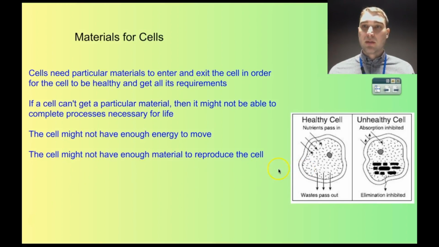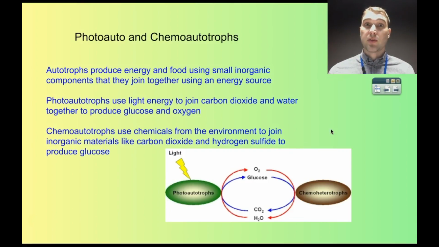If you can't get materials into the cell, then you might not be able to reproduce, because to make new cells, you need to have new materials. So you might need some proteins, you might need some lipids, and so on. So cells need to get materials into them, but they also need to remove wastes. So we're going to look at the difference between autotrophs and heterotrophs in terms of how they get their energy and how they get their materials.